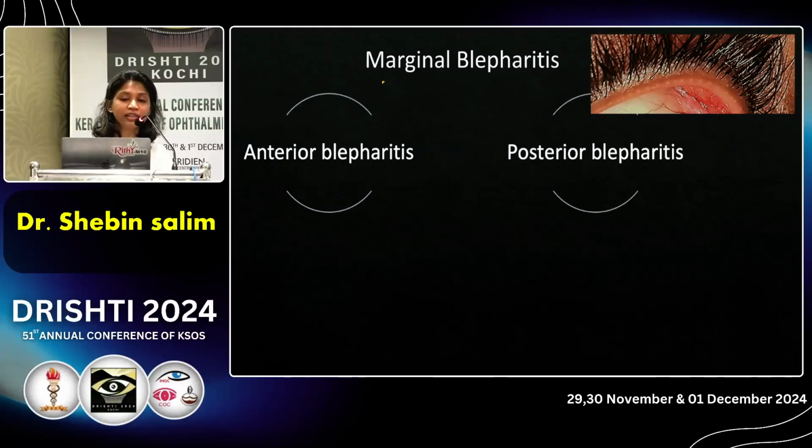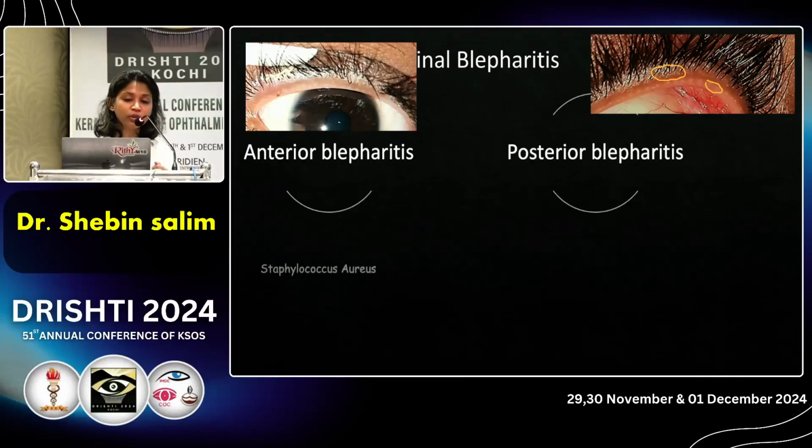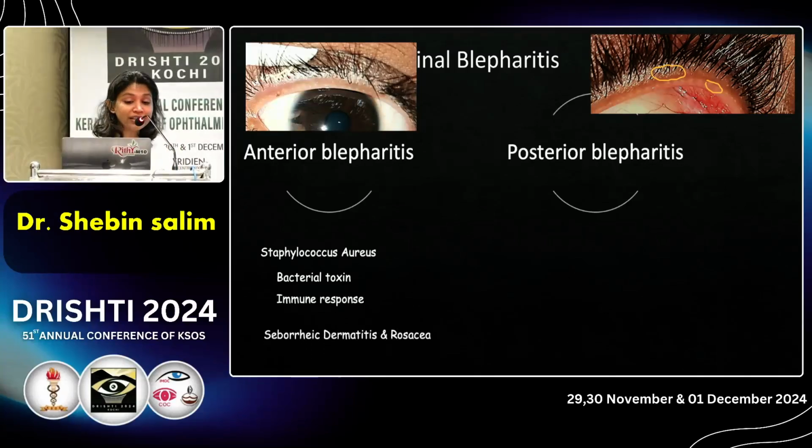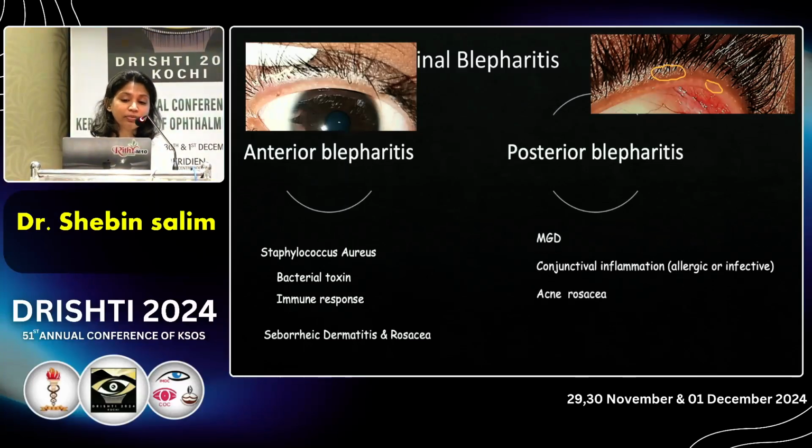Marginal blepharitis can be divided into anterior blepharitis, that is the inflammation of the lash root and follicle, and posterior blepharitis, which is the inflammation of the meibomian gland and the posterior lid margin. The most common cause of anterior blepharitis is Staphylococcus aureus infection, and this is also associated with systemic conditions like seborrheic dermatitis and rosacea. Posterior blepharitis could be due to meibomian gland disease, conjunctival inflammation, or acne rosacea.